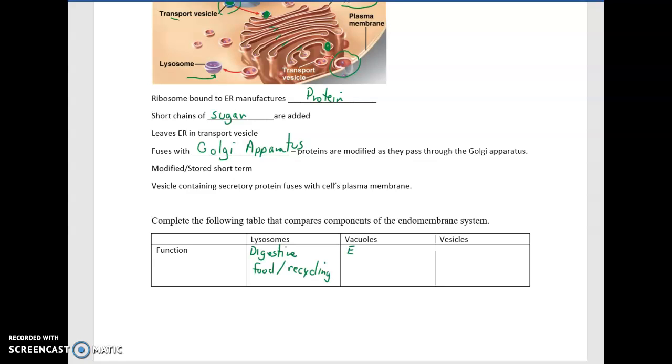They are used to expel water. They can be storage. They can store protein, for example, in seeds. They can store pigment. If you're a flower and you need to store pigment so that you'll be a pretty color. And they can also store waste. Vesicles and vacuoles are in plants.